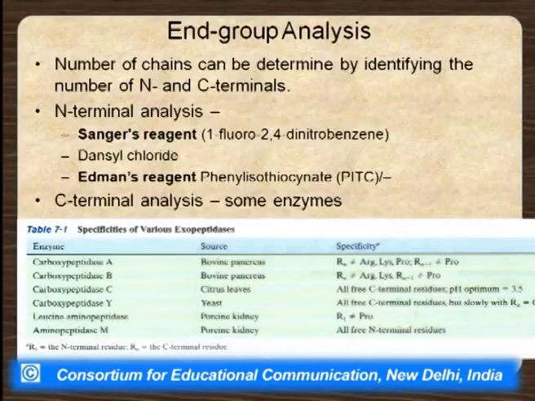So, we can use different reagents to label the N terminal, and before proceeding for labeling, all these fragments have to be bound to a PVDF membrane or to a glass bead. This is done by tethering them to this membrane and then labeling with Sanger's reagent, which is 1-fluoro-2,4-dinitrobenzene, or Dansyl chloride, or Edman's reagent, which is phenyl isothiocyanate. There are some enzymes which can also do the C terminal labeling.